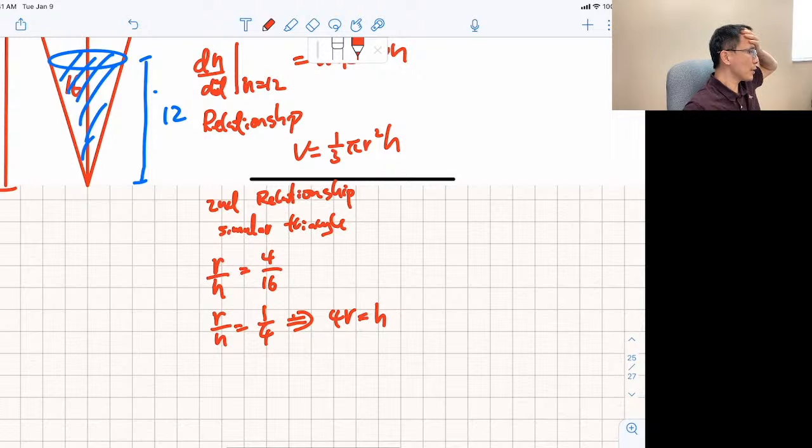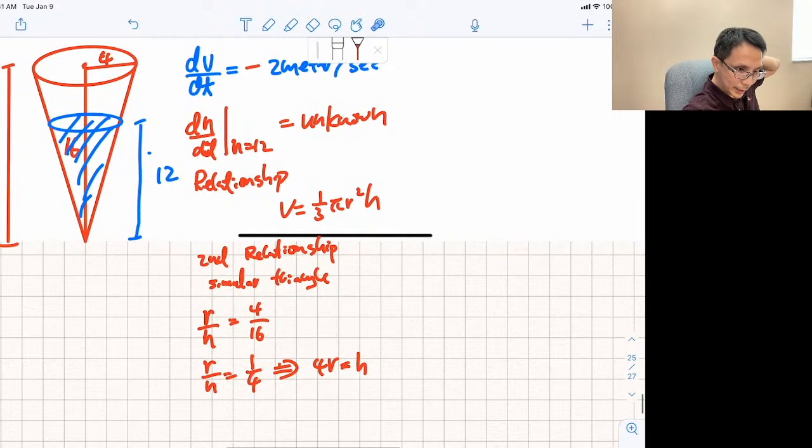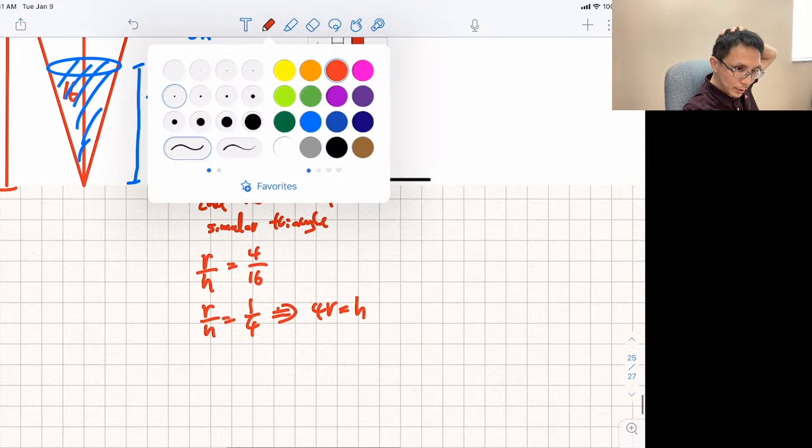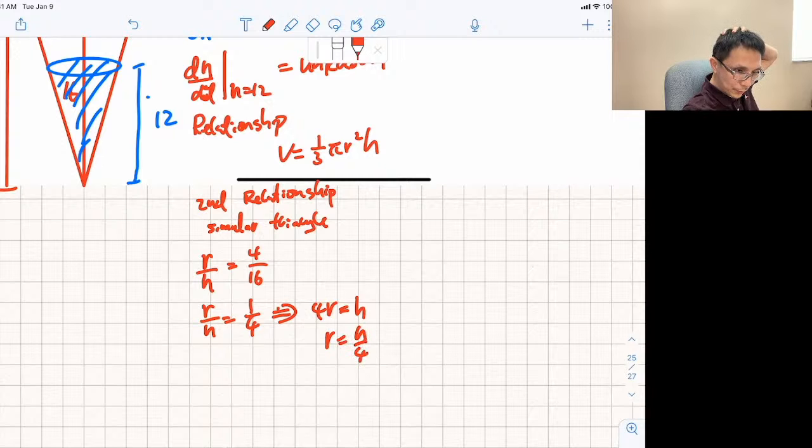But the problem is I don't want to solve for h. Why? Because I want to plug it back in here. If I do that, then I'm going to get r cubed, but we don't have a dr/dt. So what are we doing that for? Nothing. So instead of solving for h, we're solving for r. So r is equal to h over 4. And that is the way to reduce the variables. Because you plug it back in here, what would I get?